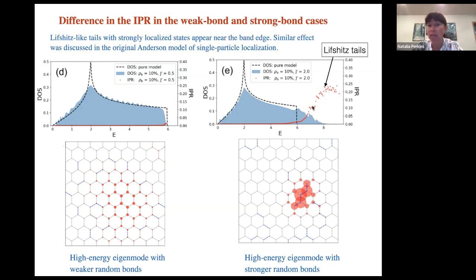These are the Lifshitz-like tails. These are strongly localized states which appear near the band edge. And what is interesting is that a similar effect was already discussed in the original paper by Anderson, in his first paper about single particle localization.